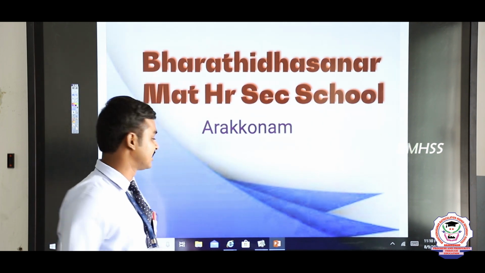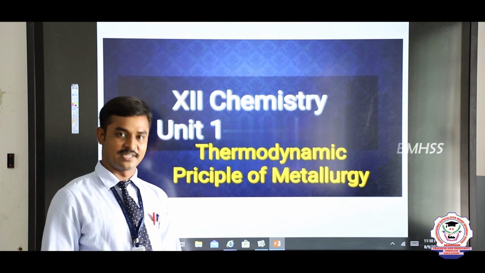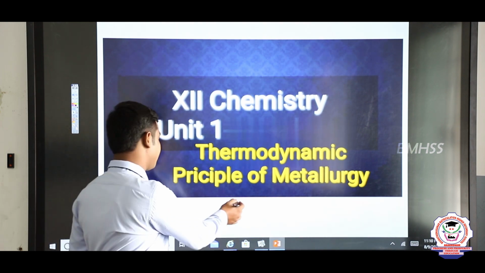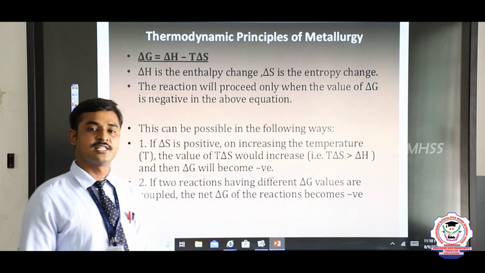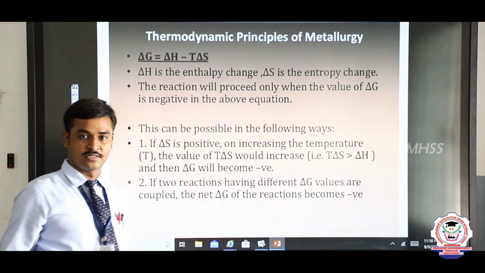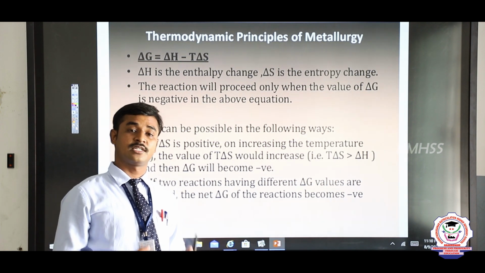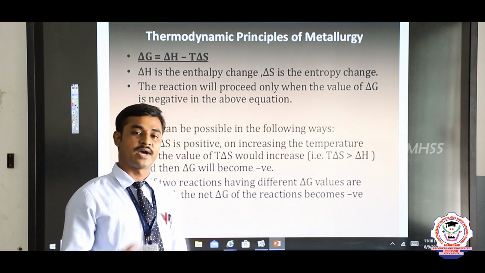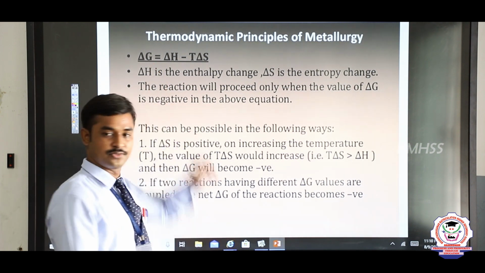Today we are here to discuss the topic thermodynamic principles of metallurgy in 12th chemistry, the first unit. What is the thermodynamic principle of metallurgy? First, we know the del G value as del H minus T del S. The del G value tells whether a reaction is feasible or not. We can find the feasibility of the reaction by the del G value.